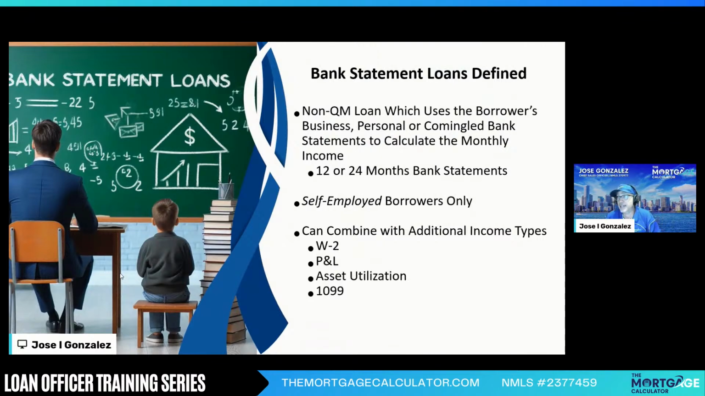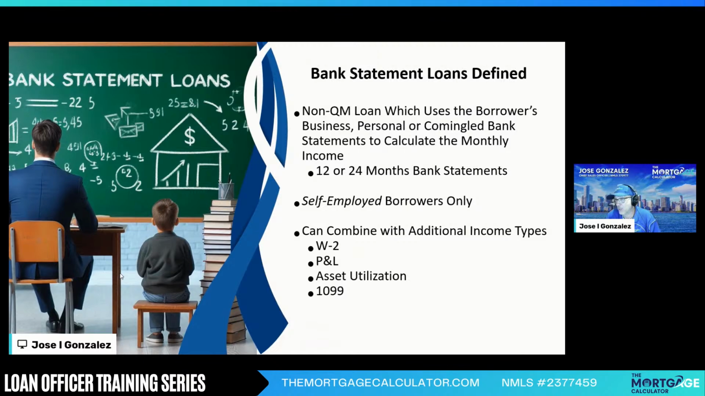So what exactly are bank statement loans, for those of you that may have been in a vacuum for the last 2 years? Well, it is a type of non-QM loan which uses the borrower's business, personal, or commingled bank statements. When we're talking about commingled bank statements, we're talking about combined personal and business bank statements. So you can use any of those combinations to calculate the income. You can use 12 or 24 months bank statements.